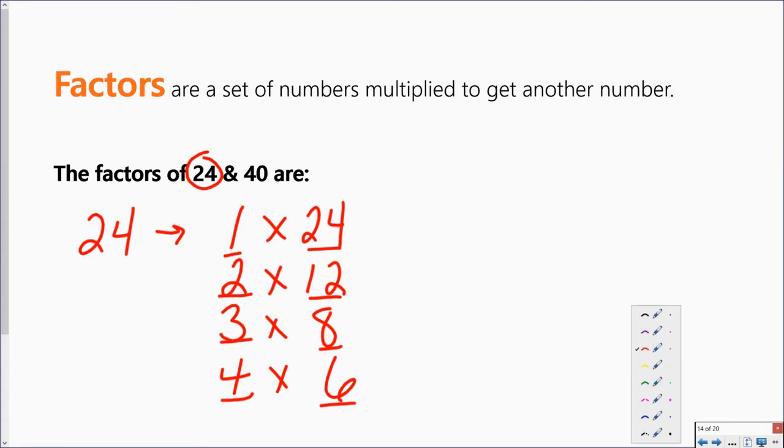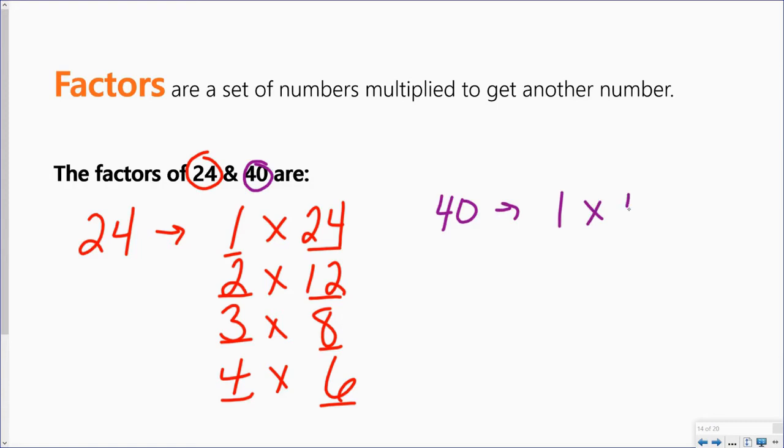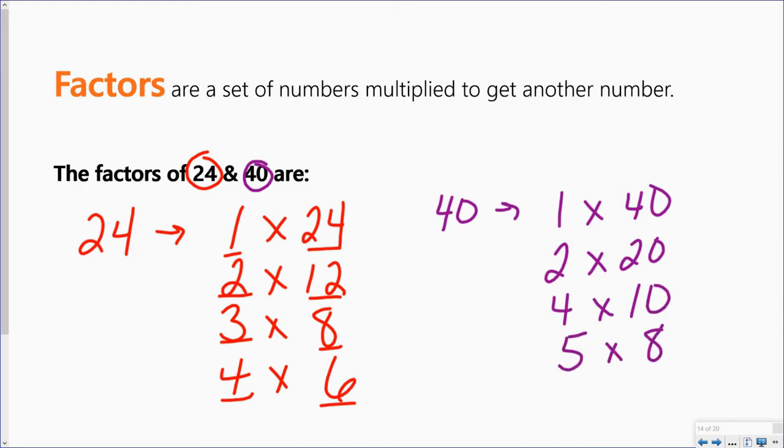Now, let's take a look at 40. Again, how can I get 40? Well, I can take 1 multiplied by 40, 2 multiplied by 20, 4 multiplied by 10, and 5 multiplied by 8. So again, 1, 2, 4, 5, 8, 10, 20, and 40 are all factors of 40.